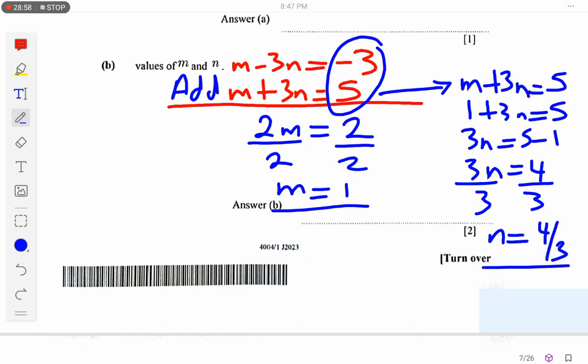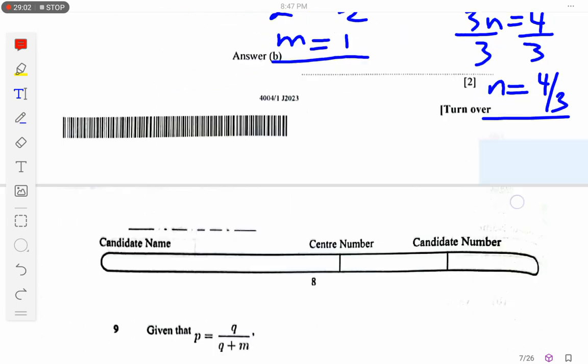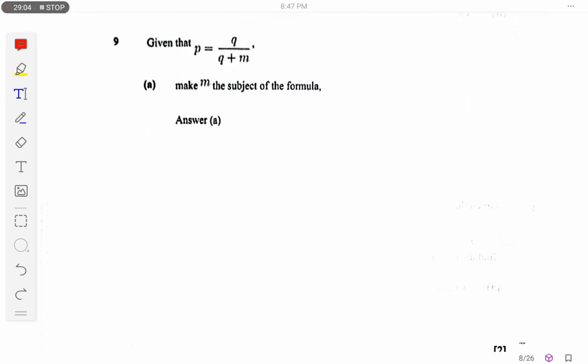If you want, you can change it and say it's 1 and 1 over 3. It's still fine. Okay, let's move on. Number 9. Given that p is equal to that, make m the subject of the formula. There are many ways of making m the subject of the formula, but I'm going to go through the easiest one.